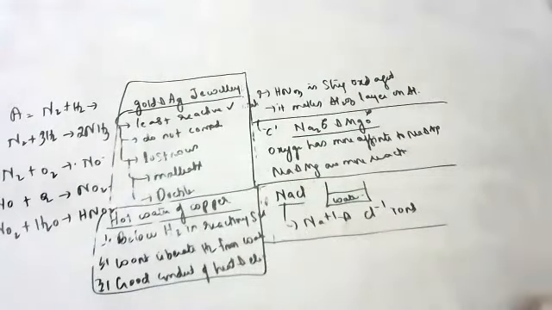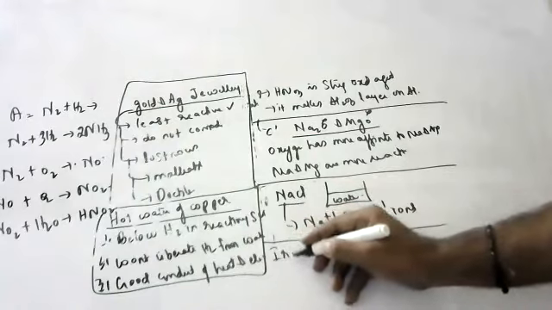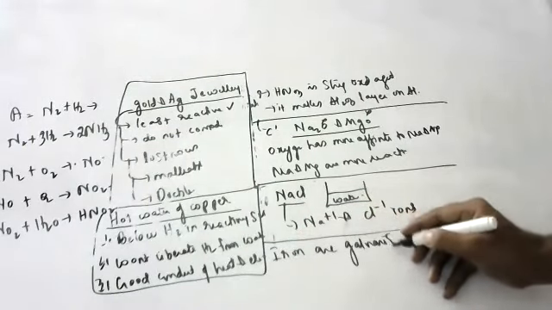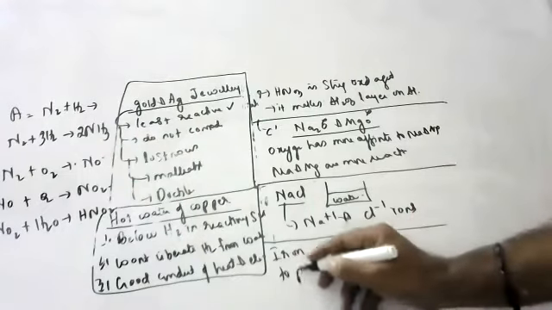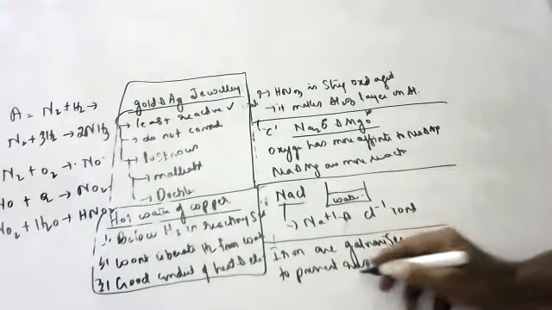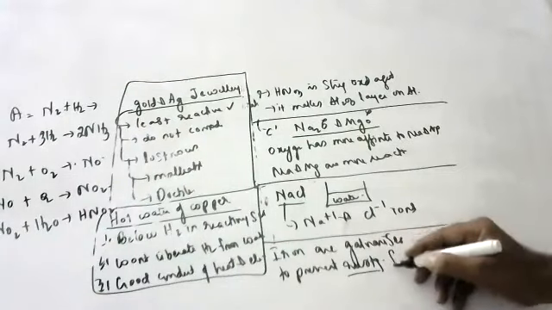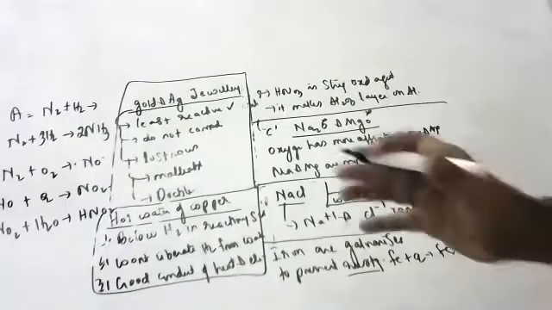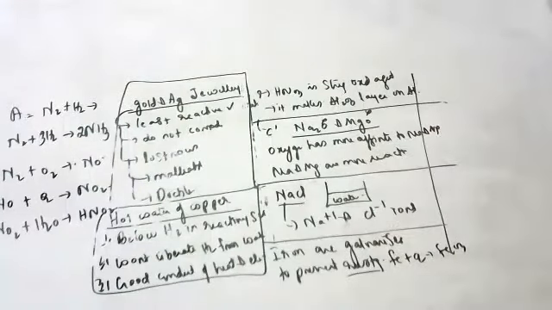Next, iron articles are often galvanized. Why, children, anyone? To prevent corrosion, to prevent rusting. Iron articles are often galvanized to prevent rusting. And children, please write the reaction also: Fe plus O2 gives Fe2O3. Galvanization is coating of zinc.